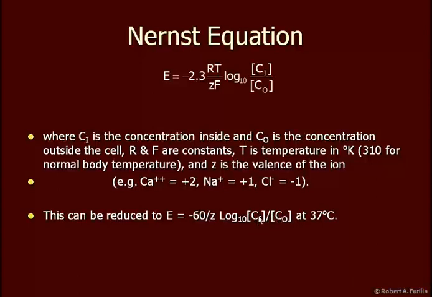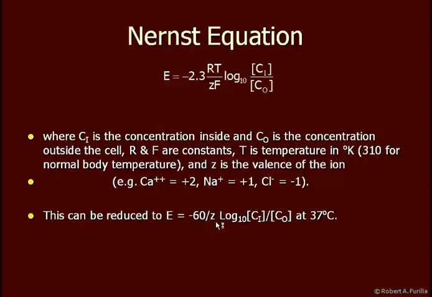If the concentration of a substance on the inside is higher than the concentration on the outside, then the log of that number is going to be positive. If the concentration on the outside is greater than the concentration on the inside, the log of this number will be negative. And this will determine the equilibrium potential along with this negative and Z.